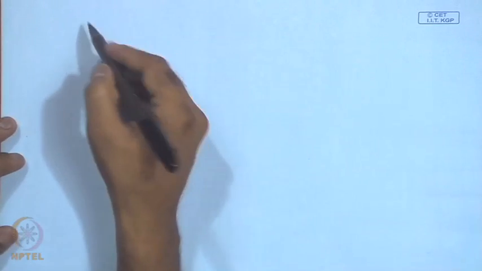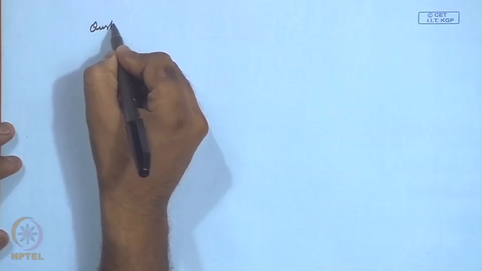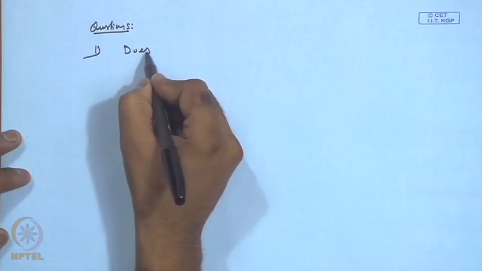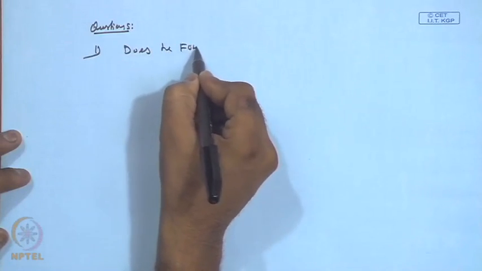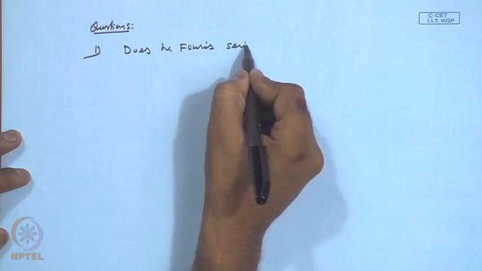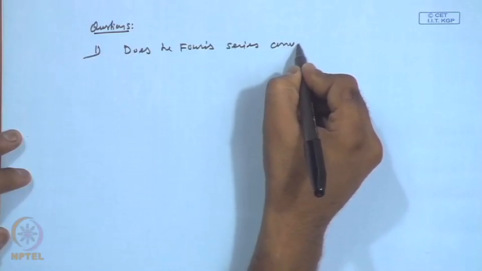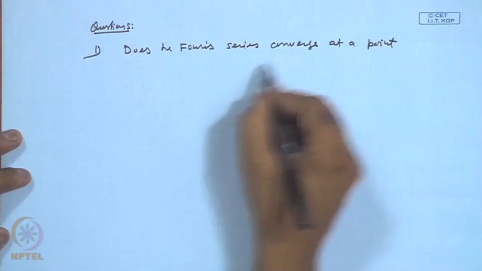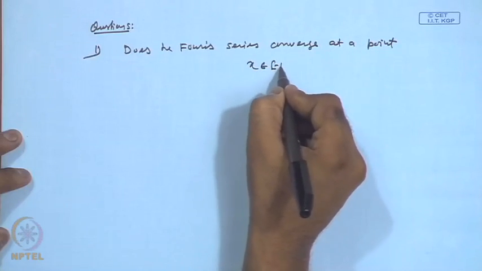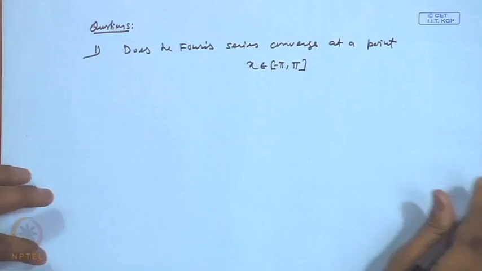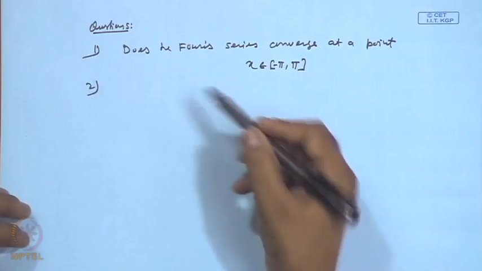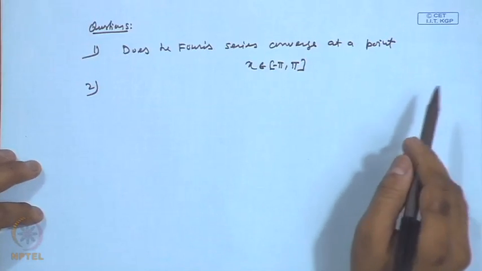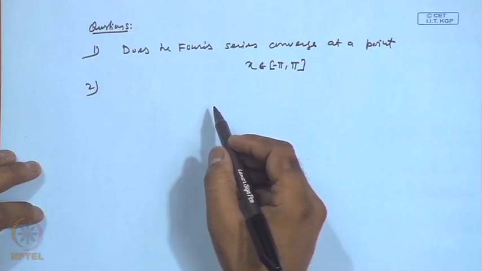Now, we have the following questions to be answered. Does the Fourier series converge at a point x in minus pi to pi? Or, if the series converges at x, is the sum function equal to f(x)?